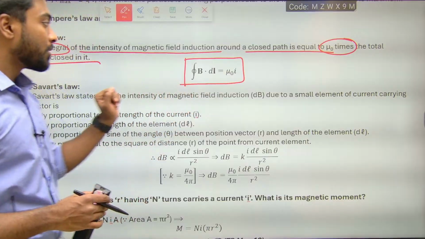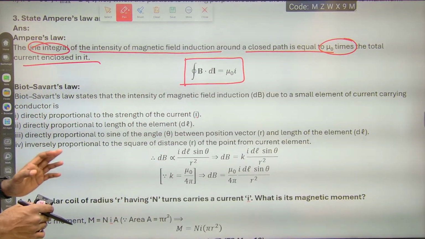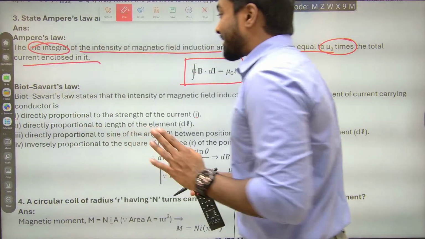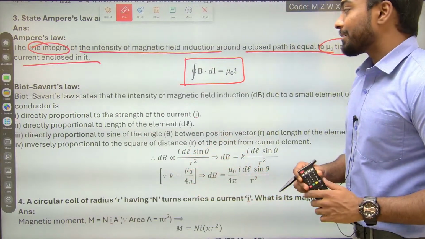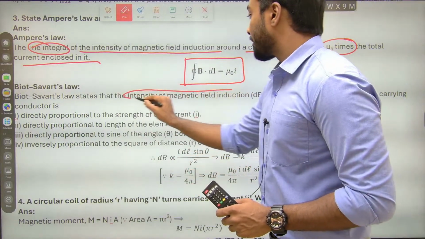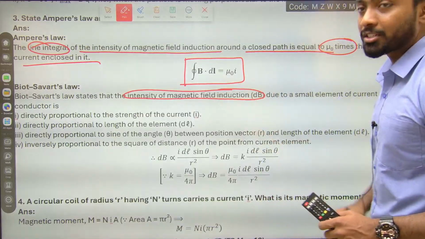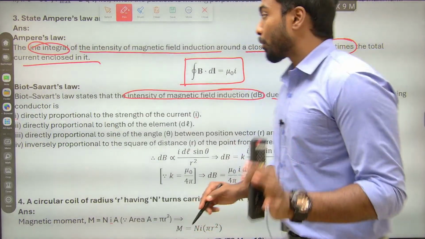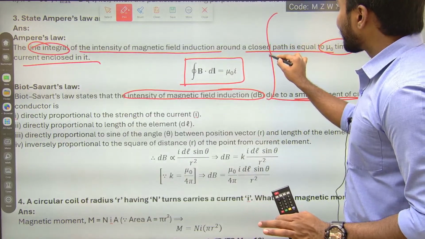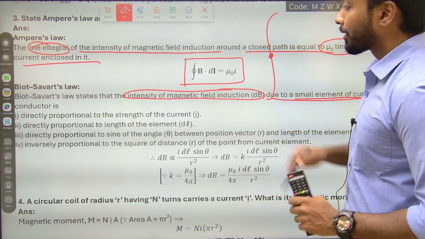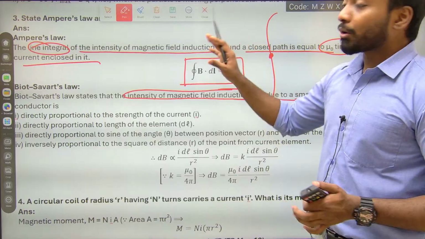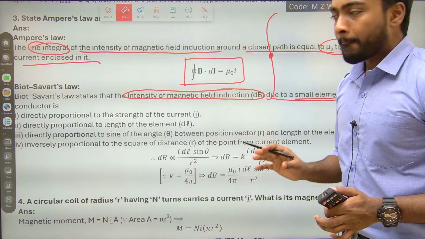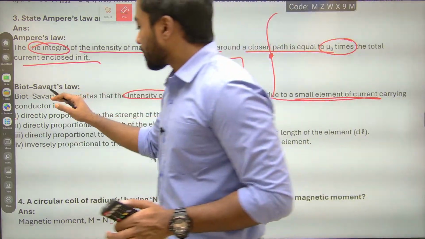And Biot-Savart's law states that the intensity of the magnetic field induction is due to a small current carrying conductor element. So the intensity due to the current carrying conductor is what Biot-Savart's law talks about.